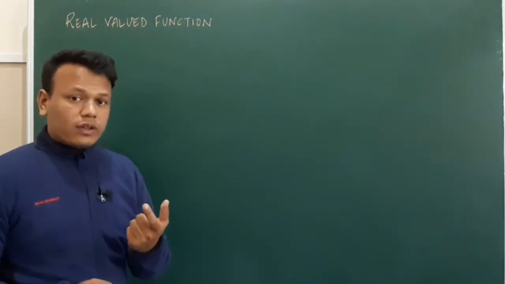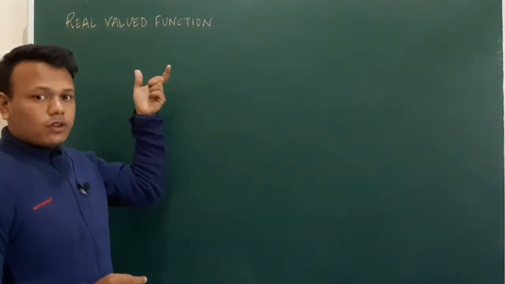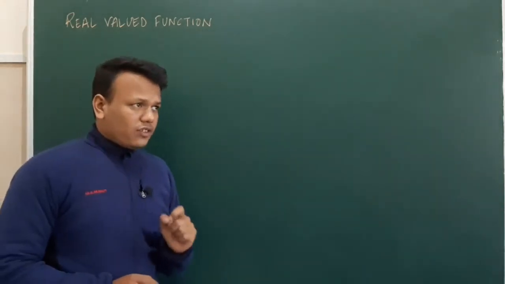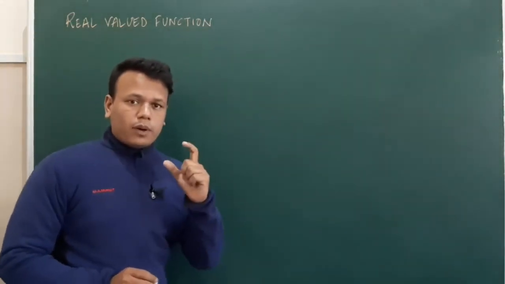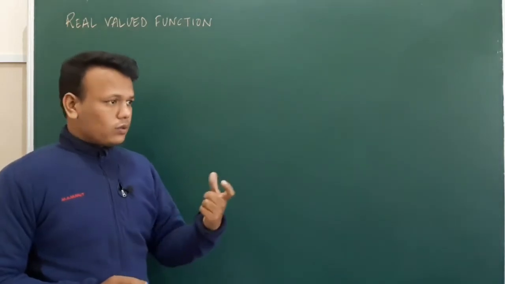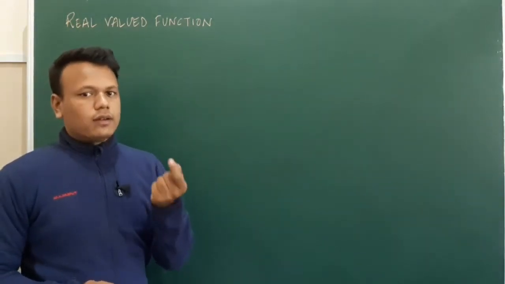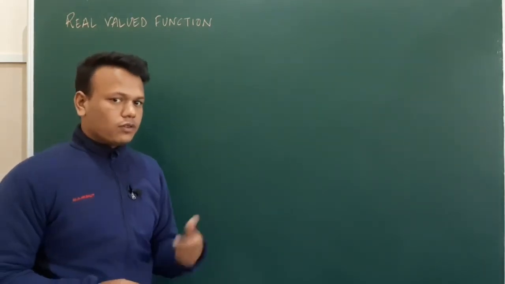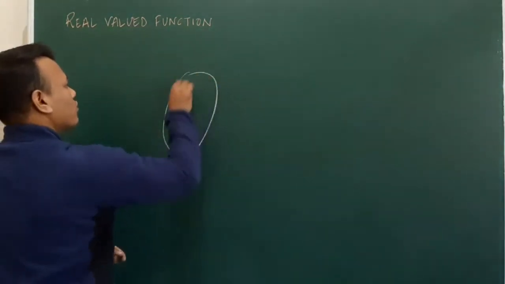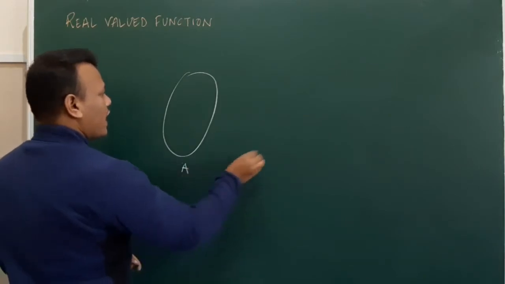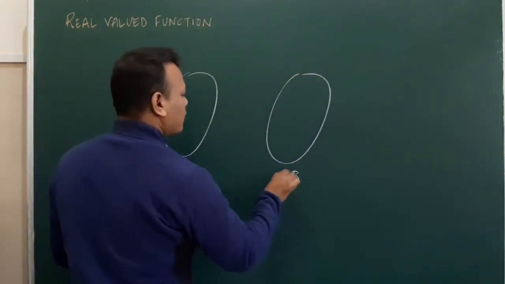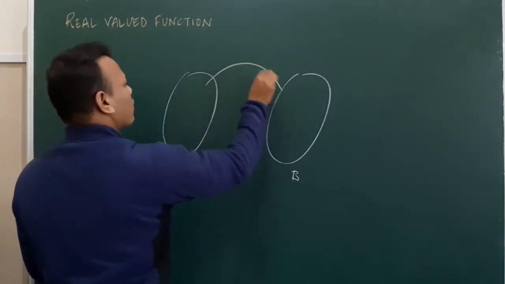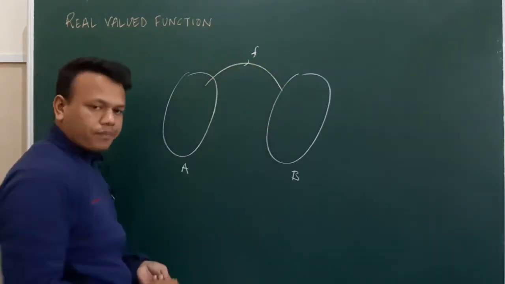So the topic for the day, as you can clearly see on the board, is real valued function. Now, as you have already understood about functions, let me take two sets, because we know that a function is a relation and a relation exists in between two sets, isn't it? So let me take any two sets. This is my one set, let me call this set A and let me call this set B, and there is a function f from A to B.